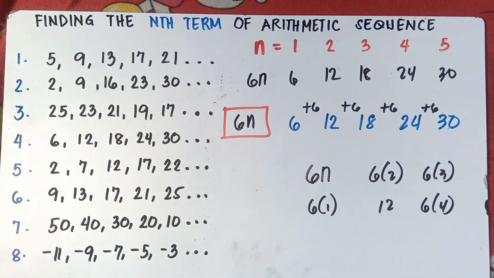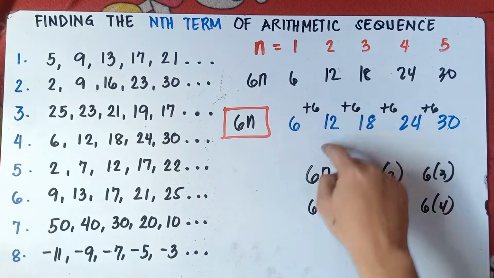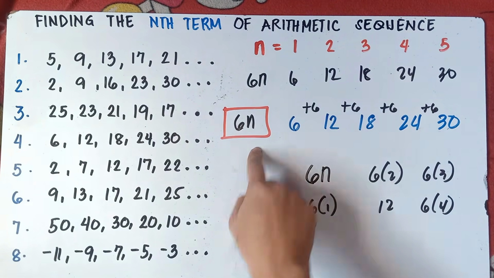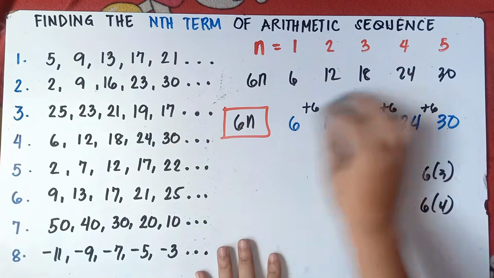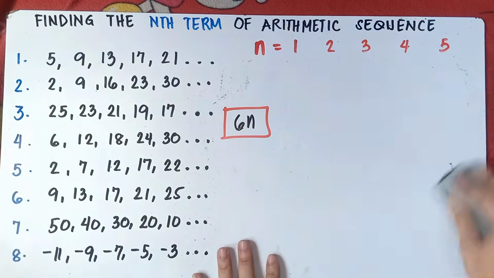So let's try to use the equation because you have the same answer for 6n. Therefore, the equation is just 6n. This will be your guide, but same answer. This will be your answer, 6n. Let's try to use the formula for the arithmetic sequence.